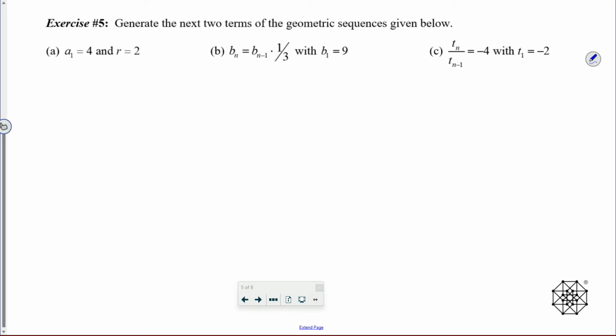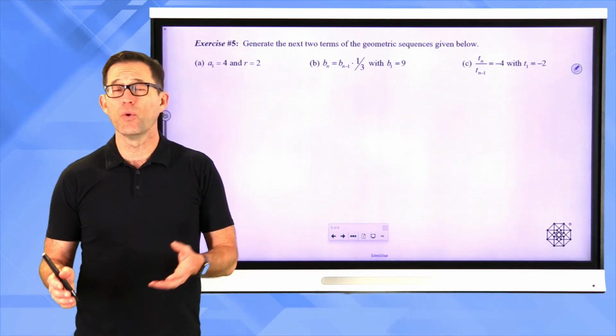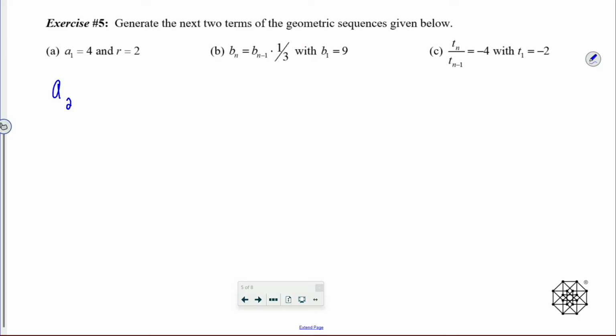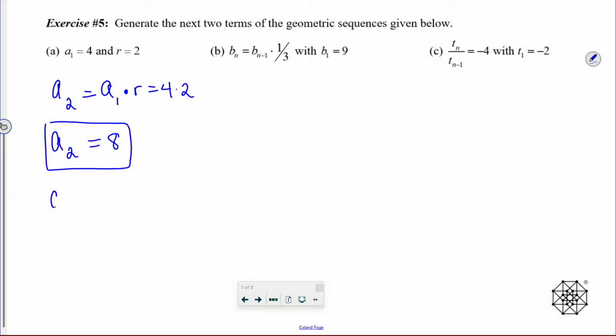Exercise number 5. Generate the next two terms of the geometric sequences given below. Letter A, a1 equals 4 and r is equal to 2. Again, very similar to an arithmetic sequence. The big difference is, if I want a2, that's going to be a1 times r. That's 4 times 2, so a2 is 8. a3 is going to be a2 times r, that's 8 times 2, and that means a3 is going to be 16.